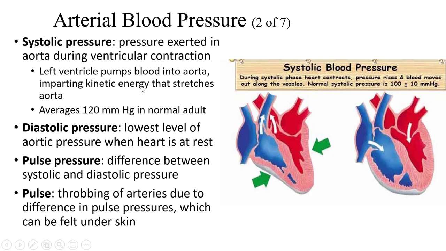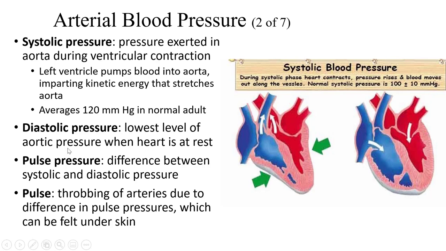Okay, so here's again a discussion of the systolic blood pressure. It's the pressure exerted in the aorta during ventricular contraction. The left ventricle pumps blood into the aorta and it imparts kinetic energy that stretches the aorta. And the average pressure is about 120 millimeters of mercury in the adult. And this is exactly the pressure that could open the aortic semilunar valve.